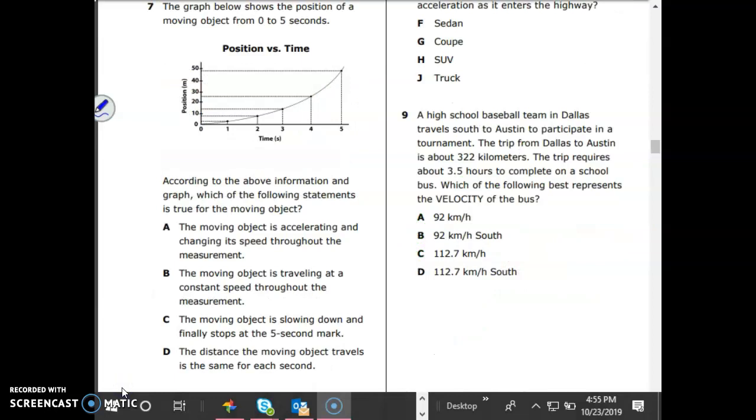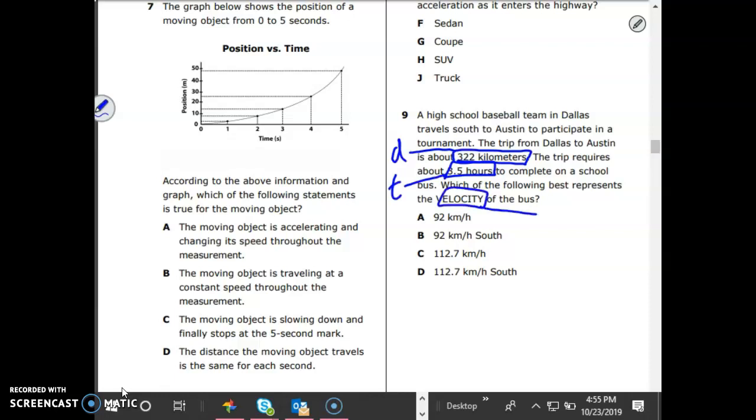Number 9, a high school basketball team in Dallas travels south to Austin to participate in a tournament. The trip from Dallas to Austin is about 322 kilometers. The trip requires about 3.5 hours to complete. So this is our distance, this is our time. Which of the following represents the velocity?